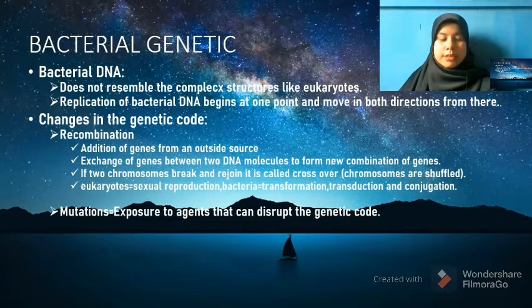There are 2 types of changes in the genetic code: recombination and mutation. For the first one, recombination is actually a normal condition, because of sexual reproduction. Usually in eukaryotes, recombination happens because of sexual reproduction, and in prokaryotes, it happens through transformation, transduction, and conjugation. Mutation is an abnormal condition, and may be caused by exposure to agents that can disrupt the genetic code.